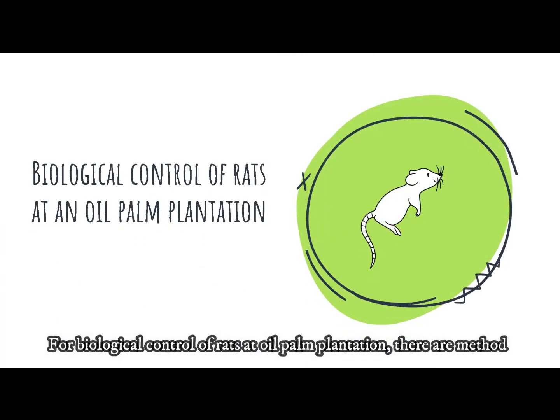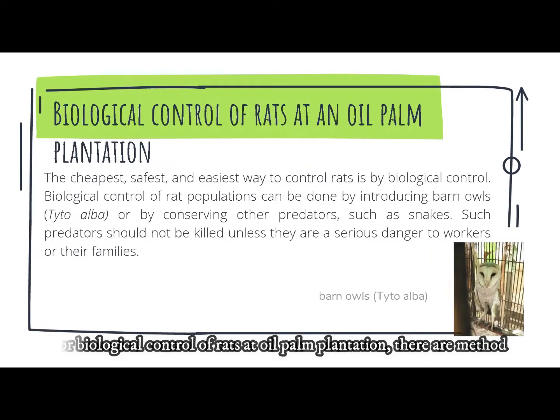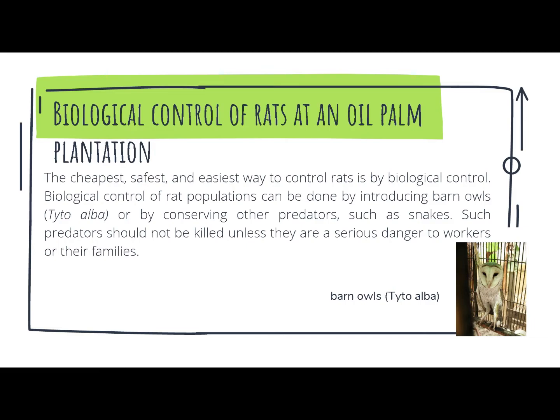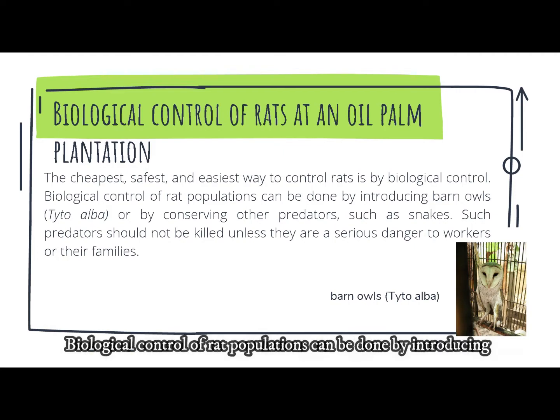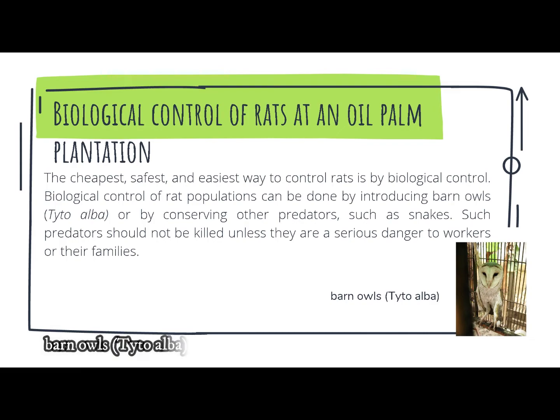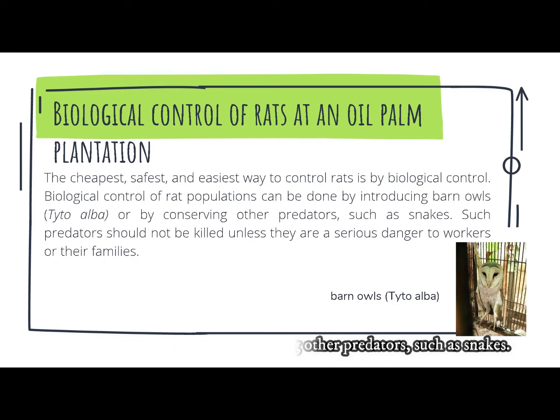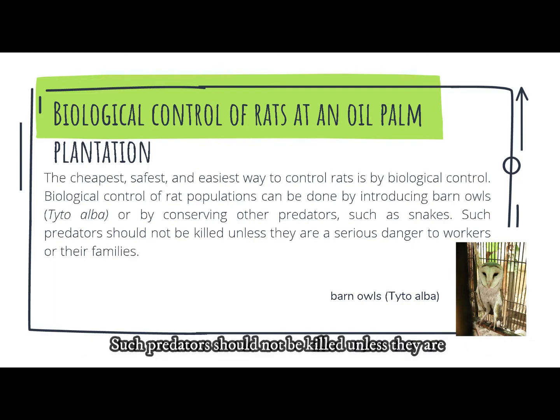For biological control of rats in oil palm plantations, there are methods, and mostly the cheapest, safest, and easiest way to control rats is by biological control. Biological control of the rat population can be done by introducing barn owls, known as Tyto alba by scientific name, or by conserving other predators such as snakes. Such predators should not be killed unless they are a serious danger to workers or their families.